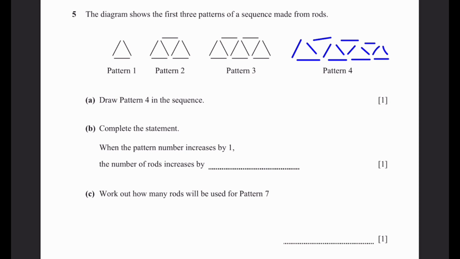B. Complete the statement. When the pattern number increases by 1, the number of rods increases by dash. Well, we saw 3, 7, 11, 15, and so on. And that means add 4.